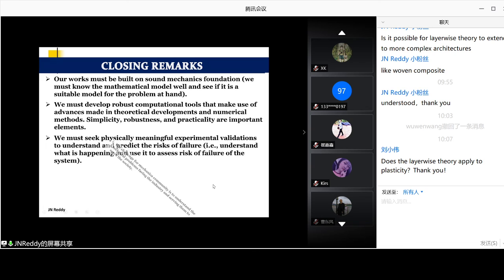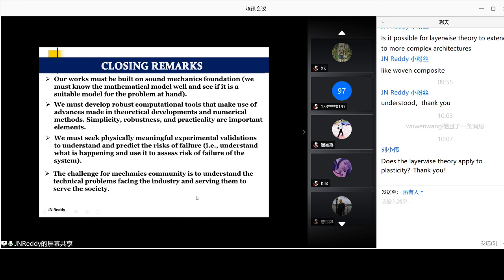We also must conduct physically meaningful experiments, because some of these experiments will help us understand if our computational model is doing right. If the computational model is not doing right, then we have to go modify the mathematical model and allow for the mechanisms that are missing. So that is very important.